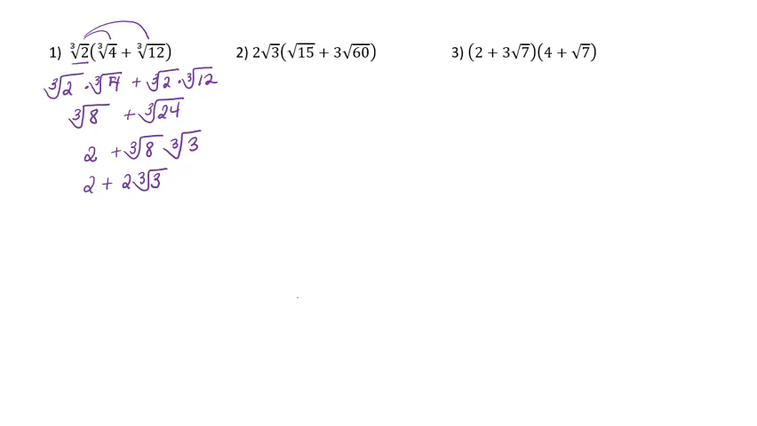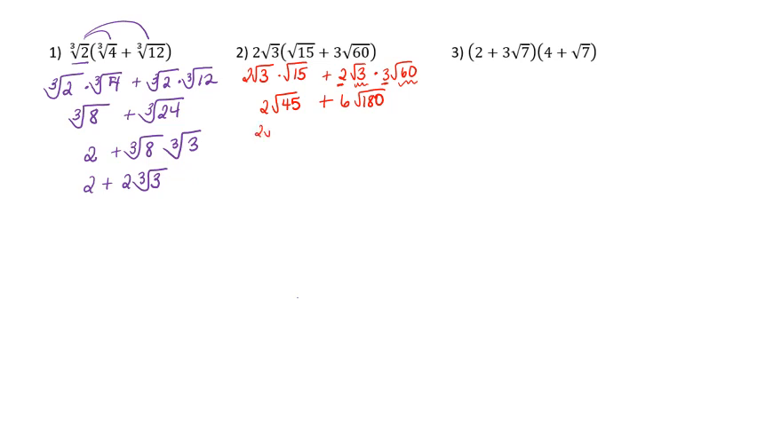Let's look at the next one. Here I'm going to distribute 2 times the square root of 3 times the square root of 15 plus 2 square root of 3 times 3 square root of 60. So we're going to have 2 square root of 45, since 3 times 15 is 45, plus 2 times 3. So this 2 times this 3 is 6. And then this 3 times this 60 is 180. So 2 times 3 are multiplied together, because they're the two coefficients, and the two radicands, 3 and 60, get multiplied together. Now we need to see if these can be simplified.